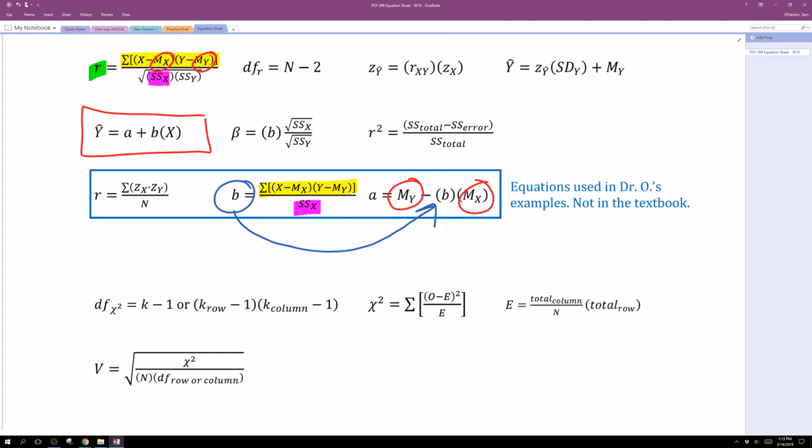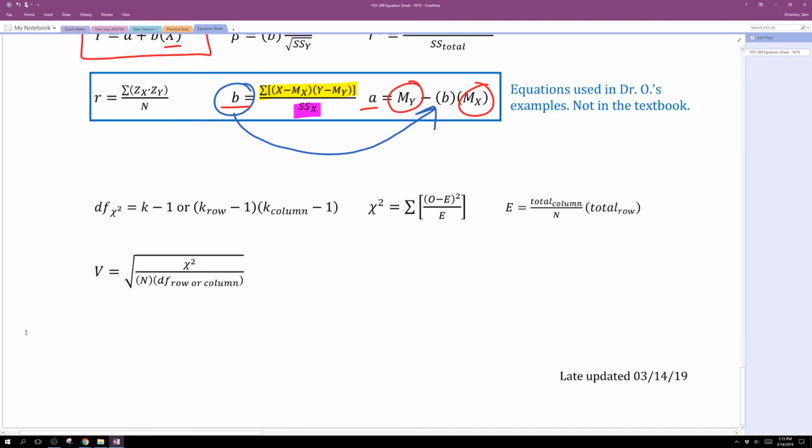So y hat is the predicted value of y. A is the y-intercept, which we calculated right here. B is the slope, which we calculated right there. And then x just stays as is. So that way, if you are given a value of x, you can plug it into that equation. You've already got A and B, and you solve for y. You solve for y hat. Right? Y hat is the predicted value of y. So given some x, you can solve for what you expect y to be.